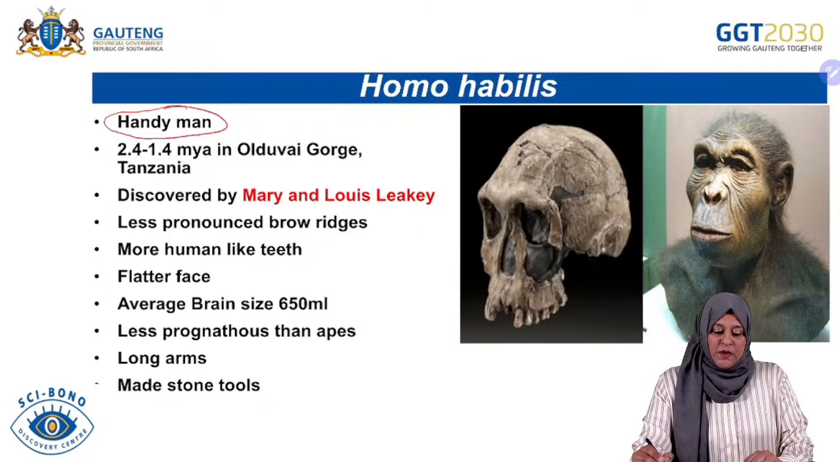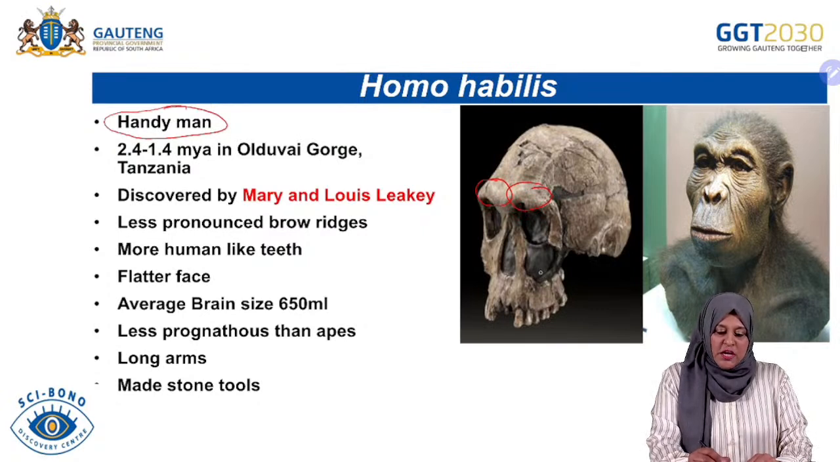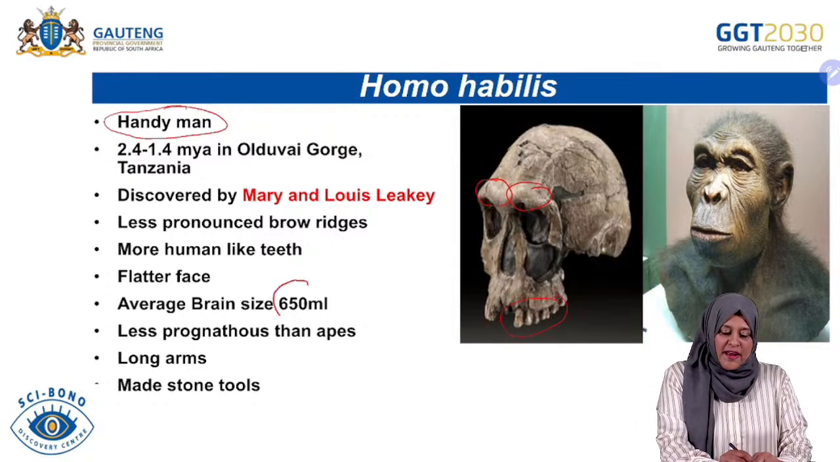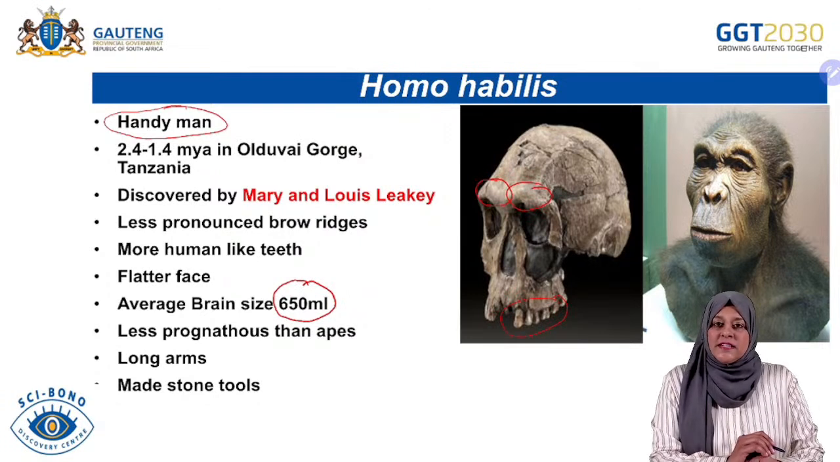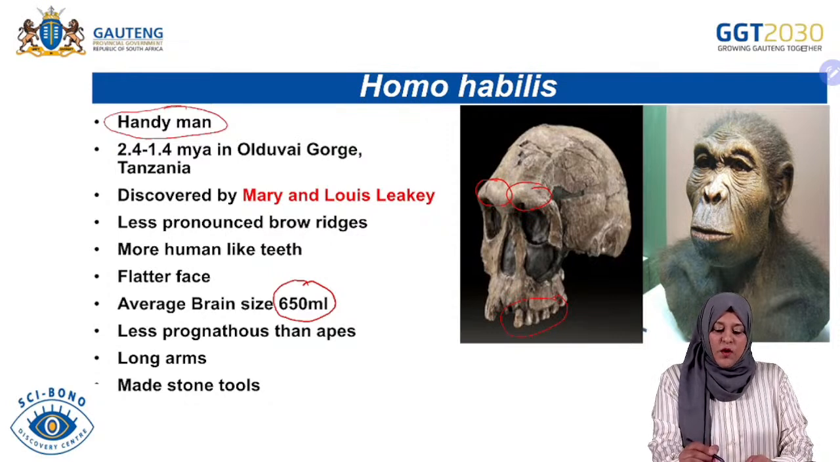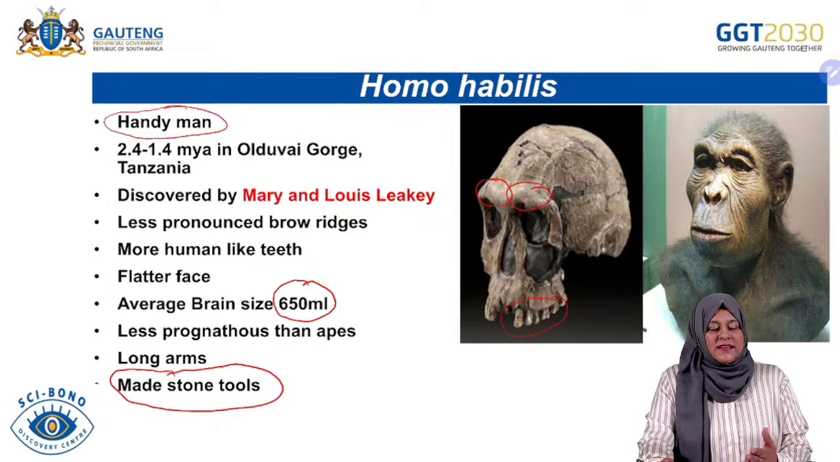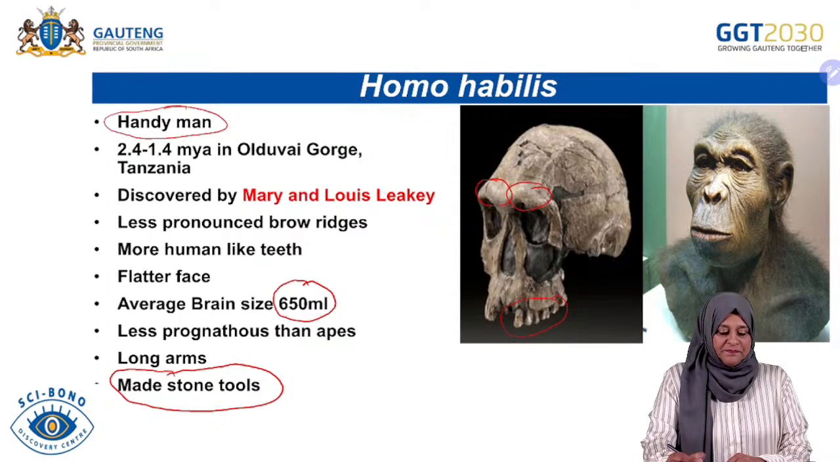Discovered by Mary and Louis Leakey, they had less pronounced brow ridges, not so pronounced as the previous organisms, more human-like teeth, although they're still quite big. Average brain size 650 cubic centimeters or milliliters. This is a big difference in brain size. They were less prognathous, they had long arms, and they made stone tools. So can you see the larger brain size? They had the ability then to make stone tools, which Sina will tell you more about.